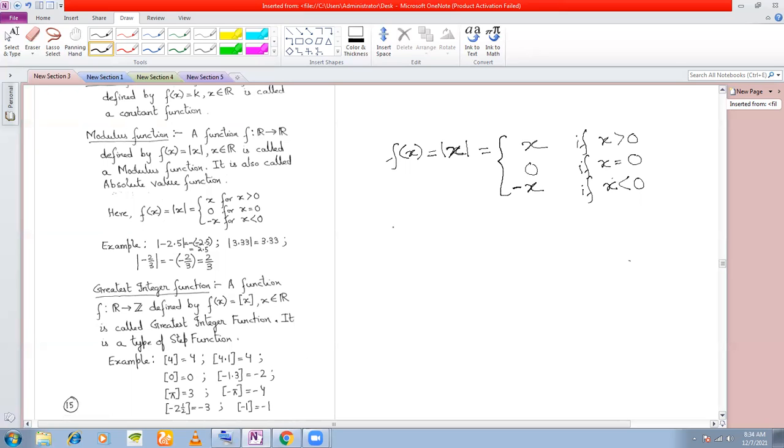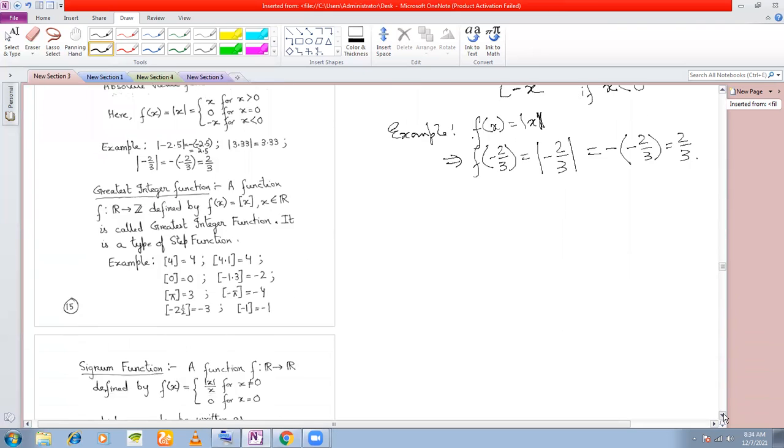Okay, so for example, if you have, let's say, f(x) is equal to mod x, that means suppose you want to find f(-2/3). How do you find this out? The answer should be 2/3 because mod function makes it positive, right? But how do you get a positive number? Because minus of whatever is within the mod, minus of -2/3, will give you a plus 2/3. Okay. So that is a modulus function.